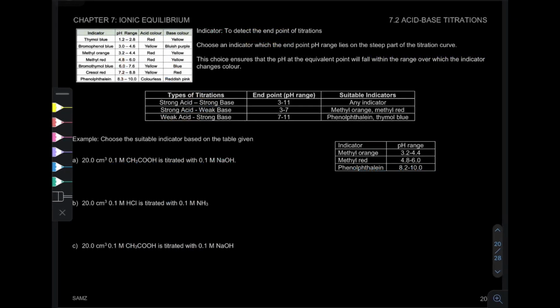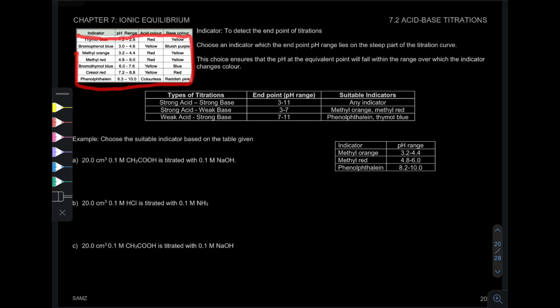Okay, the last part of 7.2. Tengok dia sekejap je pun 7.2 ni. One day kita boleh habiskan. Okay, is indicator. Sebab indicator is used to detect the end point of titration. So kalau kita punya eksperimen, kita mostly guna phenolphthalein lah, from colourless to pale pink. Okay, so sebenarnya indicator is not only phenolphthalein, banyak. We have a lot of indicators here.